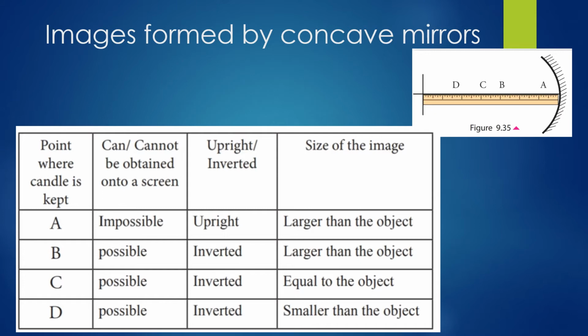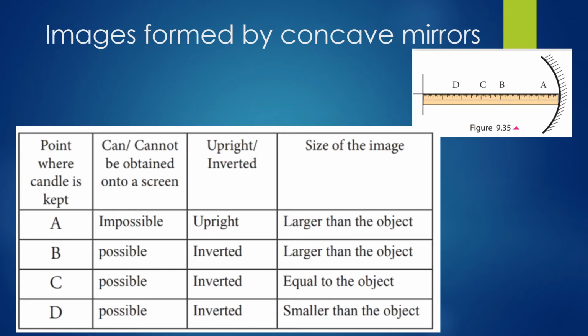And all the images formed are real images. So we can take that image onto a screen. When you learned about plane mirrors in the previous lesson, the images formed there could not be taken onto a screen. But here the images can be taken onto a screen, so we call them real images. And also these real images are inverted.